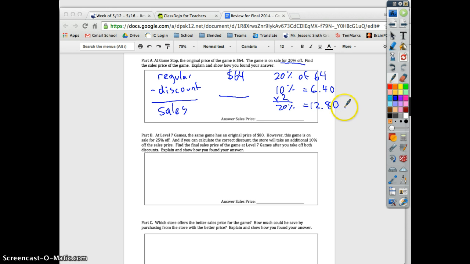So what is this $12.80? What do we call that? Discount, okay? I was working with a student yesterday and I said, give that a name. What's the name of that amount? And he goes, Eric. He wanted to name it. And I was like, yeah.